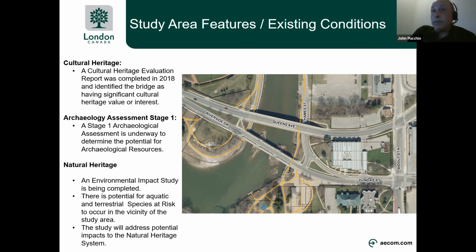Just a quick acknowledgement of two other studies that have been initiated as part of the environmental assessment. First is the Stage 1 archaeological assessment, which is underway to determine the potential for archaeological resources in the area. The second is an environmental impact study, which is being completed to evaluate the potential for aquatic and terrestrial species at risk, which may occur in the vicinity of the study area. This will be drawn from numerous area studies that have been recently completed and will be consolidated into the information attached as part of the environmental impact study. Any gaps in data will be identified as part of that study for additional studies in the future.